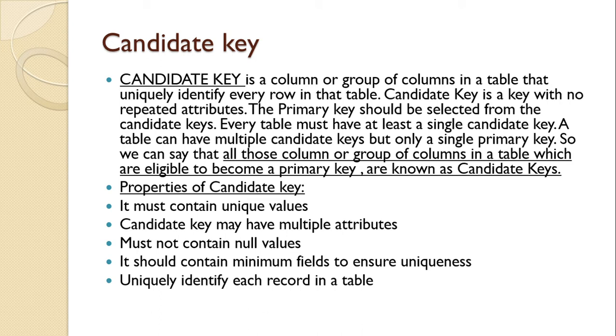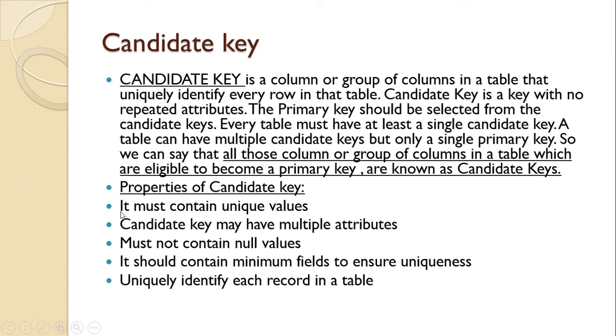So for example, in our student table, there is a column roll number and there is a column admission number. Both the columns roll number and admission number have the capability to become a primary key. Both contain the unique value, and both do not contain the null value. Okay, so both columns have the capability to become a primary key, so both are the candidate key. Understand?